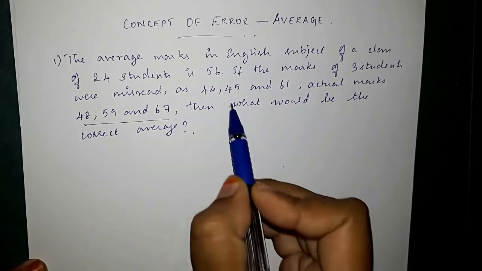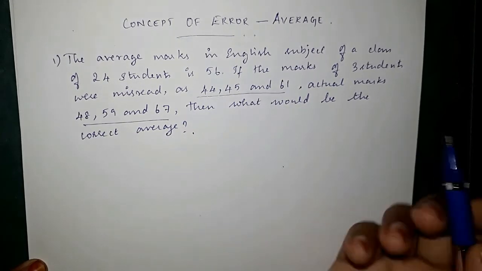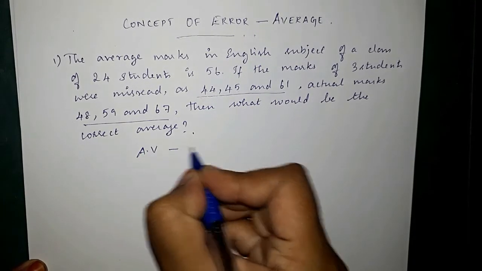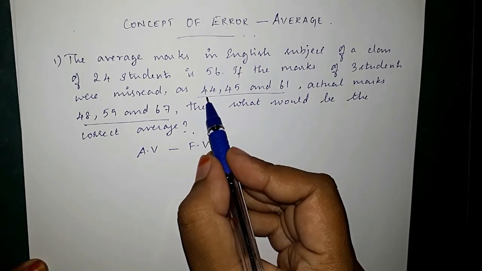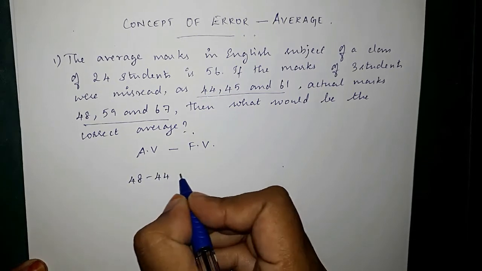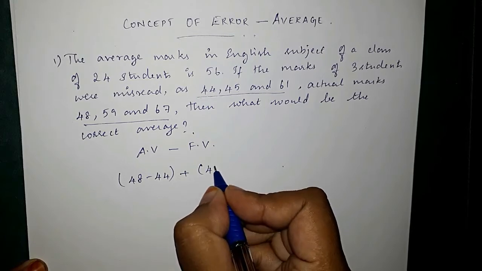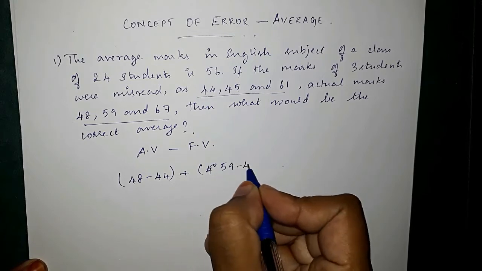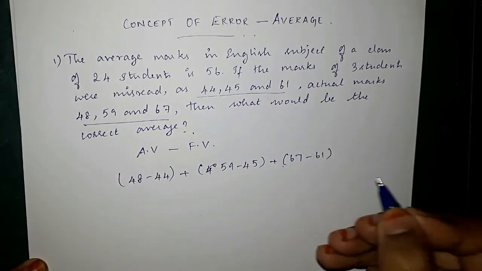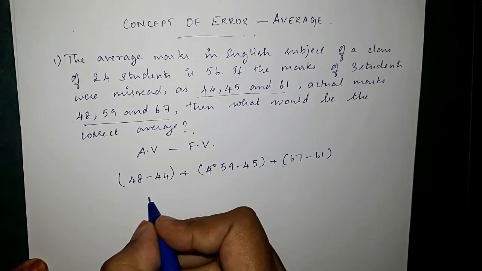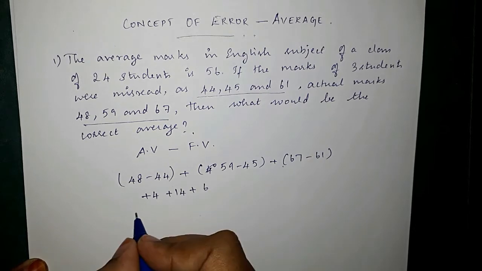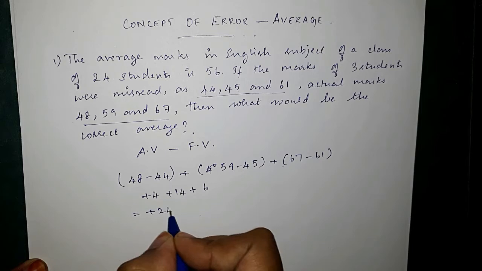This is the actual marks, and we have to subtract the marks that were misread, the false marks. So actual value minus false value, we have to find it for all 3 numbers. 48 minus 44 plus 59 minus 45 plus 67 minus 61. On adding we get plus 4 plus 14 plus 6, which is equal to plus 24.